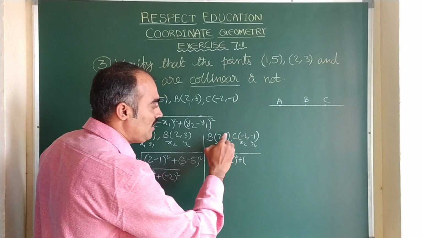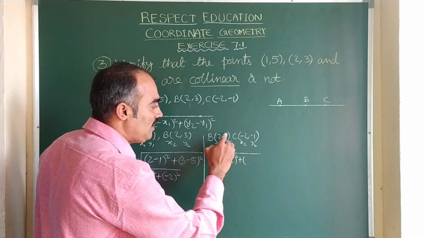So now I am finding CA. Here C becomes x1, y1 and A becomes x2, y2. Same formula, x2 minus x1 whole square. This is 1 minus, here x1 itself has a minus. Minus into minus becomes plus.